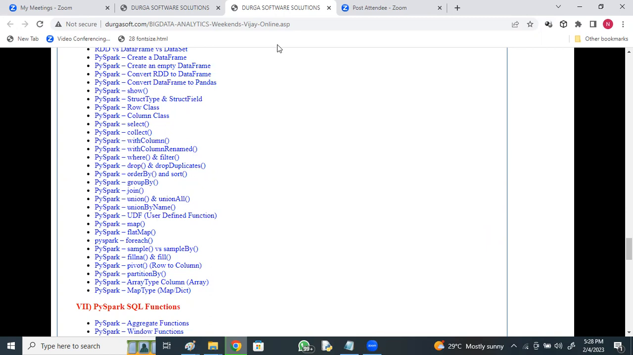PySpark means the APIs of Spark in Python. The prerequisites for this course are Python and SQL. Basic SQL knowledge is required. Basic Linux knowledge, but Linux is not a problem, just basic commands. I will spend one session on basic Linux commands, so even if you don't have the knowledge, you can go through. And basic Python knowledge is required.